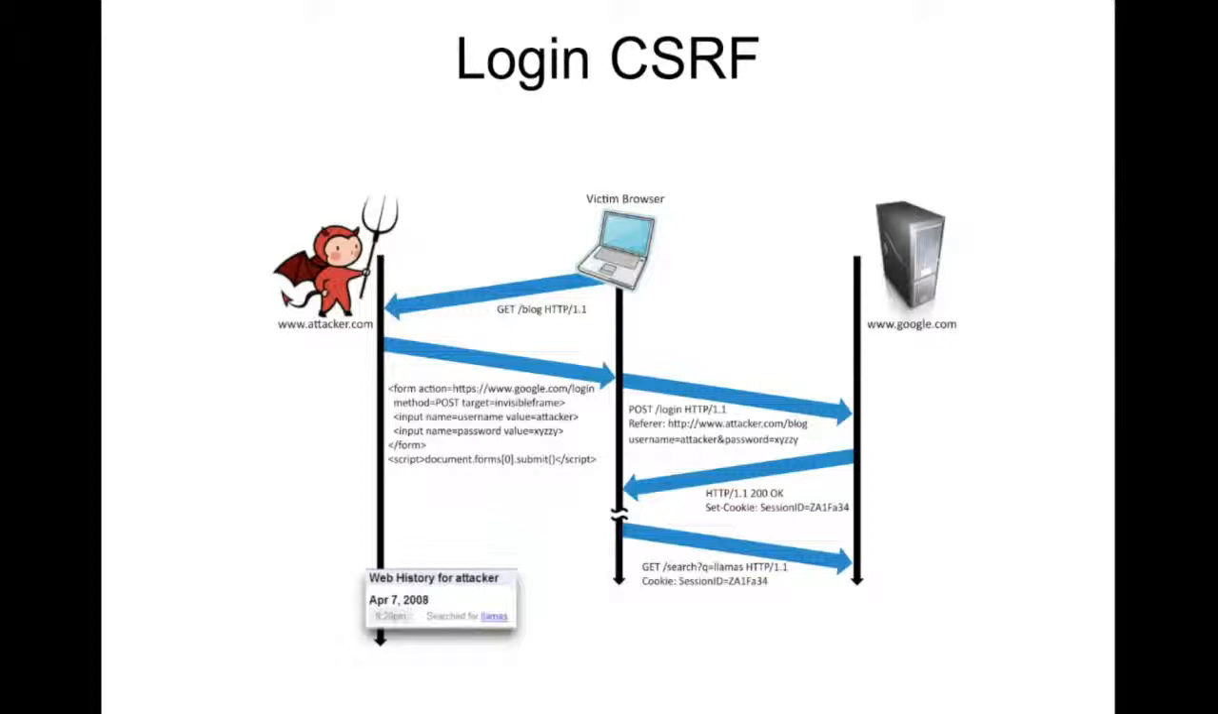Here, the victim is trying to load a page that has a CSRF attack code. The CSRF attack code in this case consists of a form that submits itself to Google, and it has the credentials of the attacker to log in. So once the victim has loaded this page, the victim has an authenticated session with Google on behalf of the attacker. And whatever the victim does going forward with Google, the history is logged into the attacker's account. So effectively, the attacker is spying on the victim without the victim realizing it.